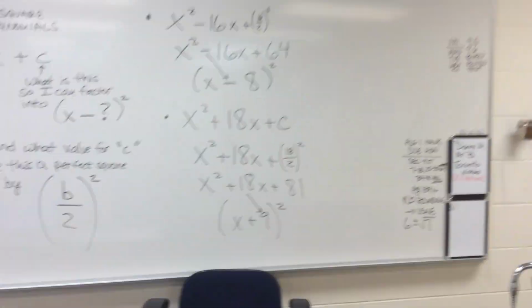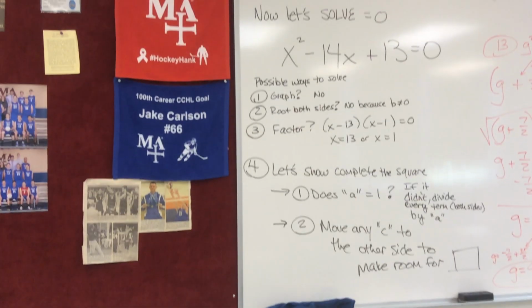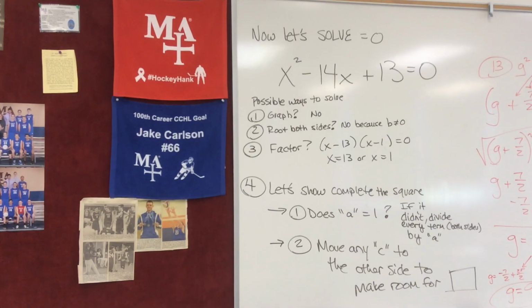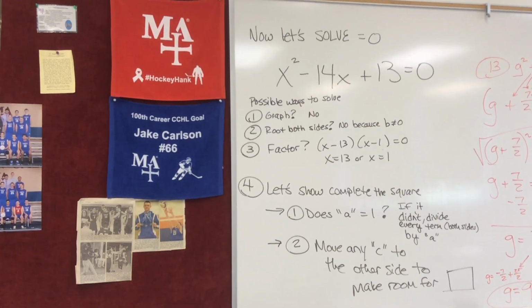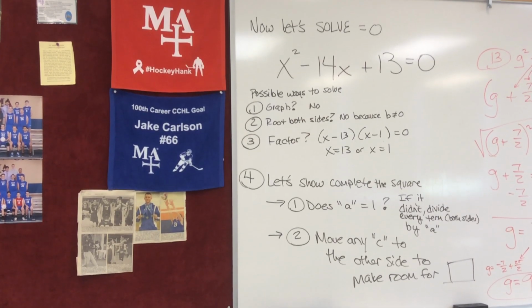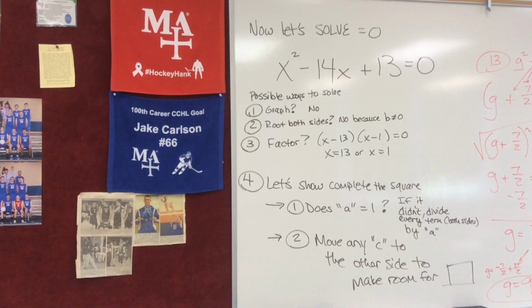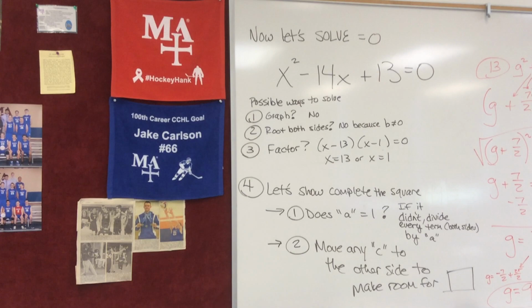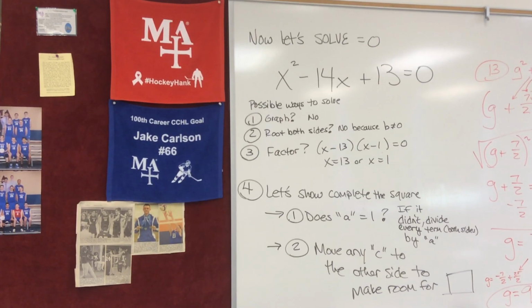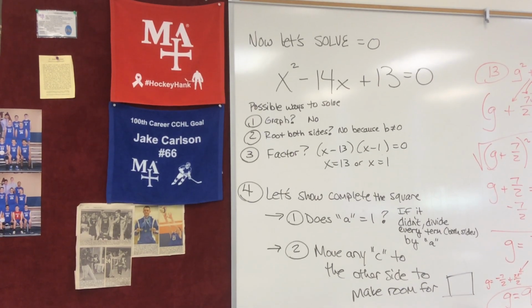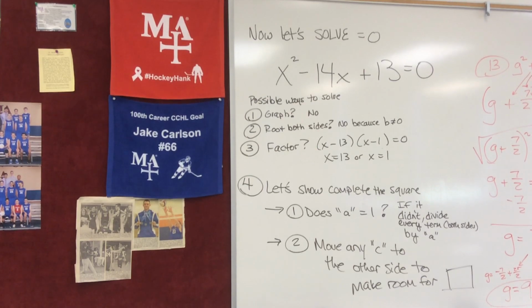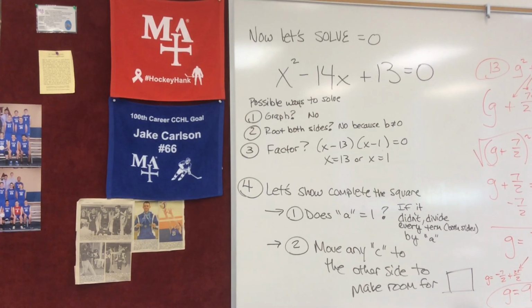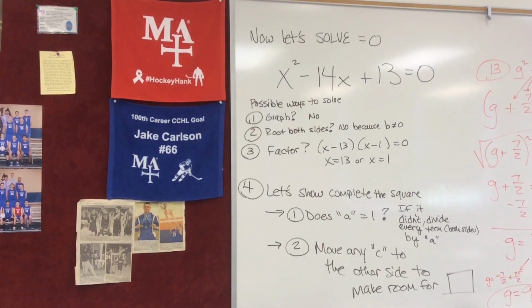Now let's do one where we're actually solving. If I have an equation, x squared minus 14x plus 13 equals 0, how can I solve this? I could graph it. I don't want to do that. It might be off the graph. I could root both sides. No, I can't, because b doesn't equal 0. I can only root both sides when b equals 0. Can I factor it? Well, in this case, I can.